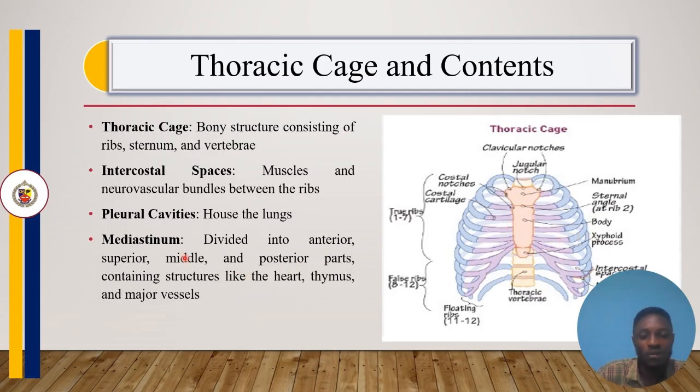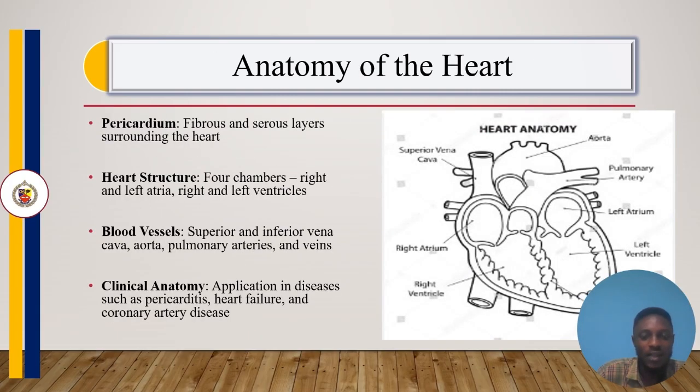So, we also have the intercostal spaces too. The intercostal space is the space in between these ribs that you can see here. So, without wasting our time, let's also look at the anatomy of the heart.